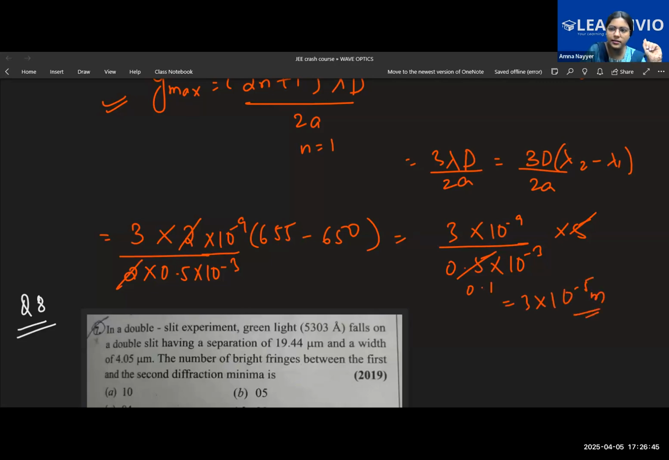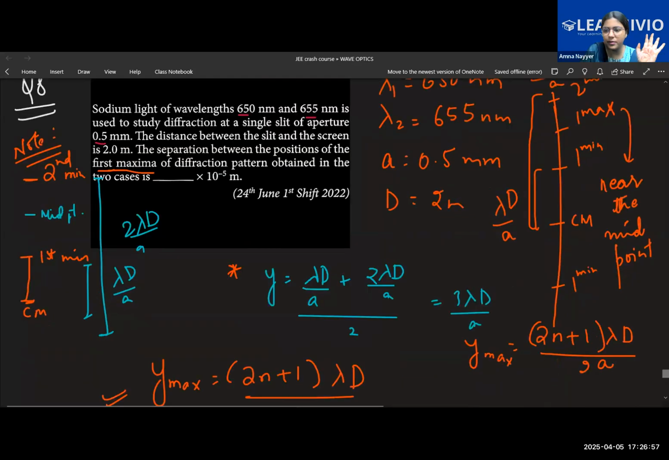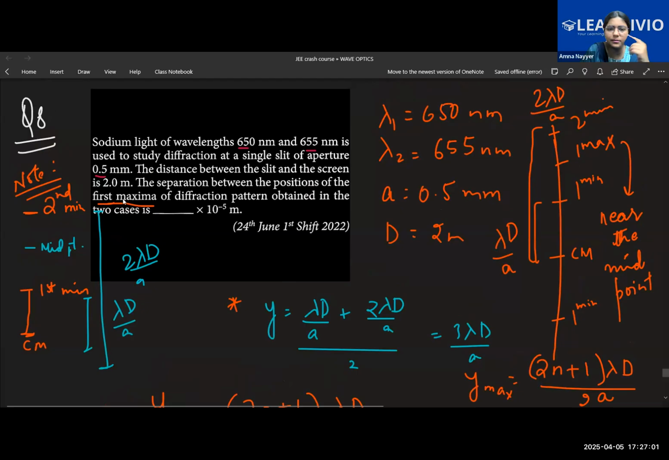Got it? Yes, ma'am. Just write down this part as a note point. You will get the same answer from this also. But whenever you have such simple questions where the minimum is mentioned, the maximum is mentioned, and you know the separation, then you can directly go for the formula for both of them. Just write it. One more question we'll discuss.